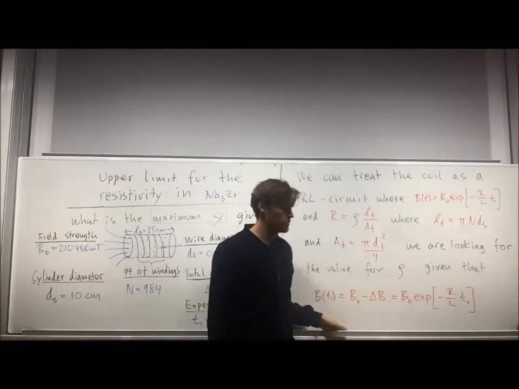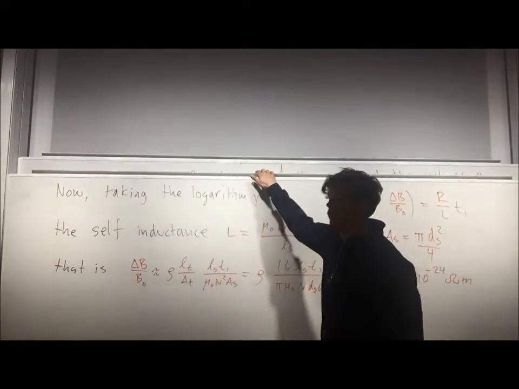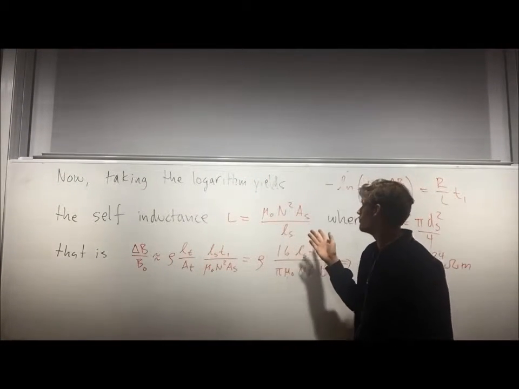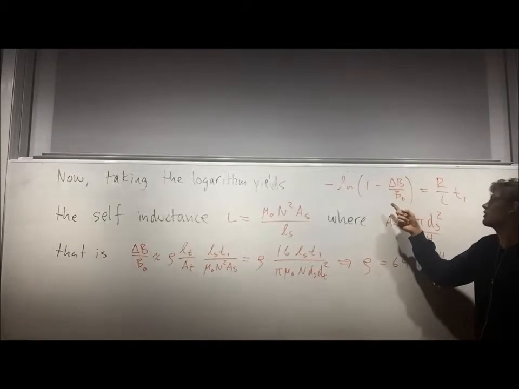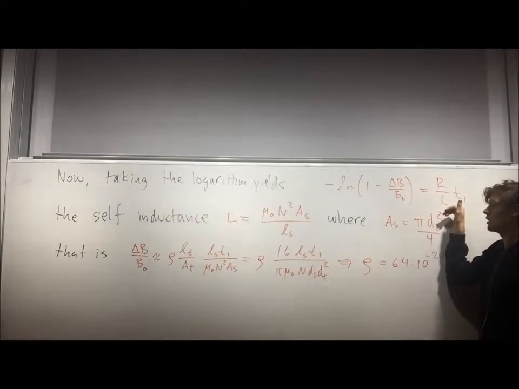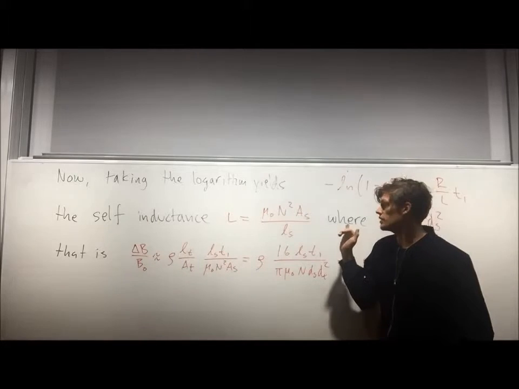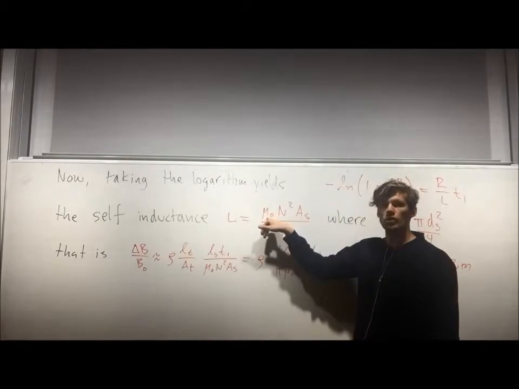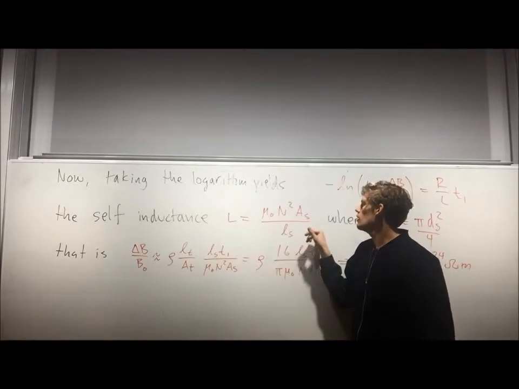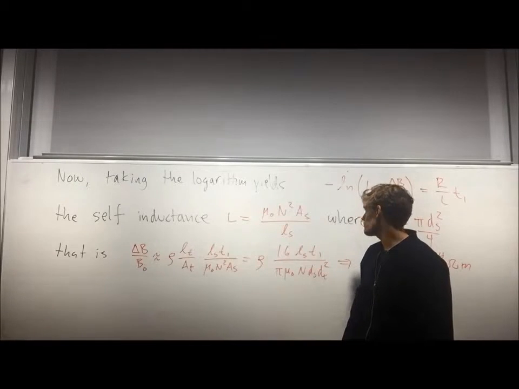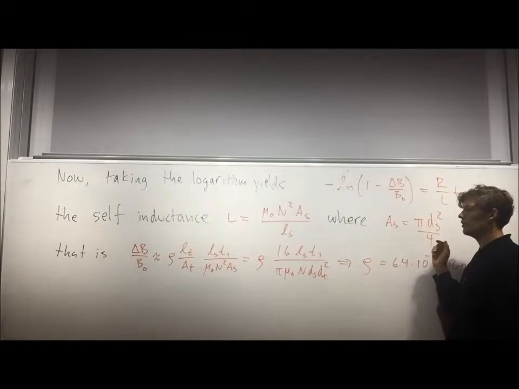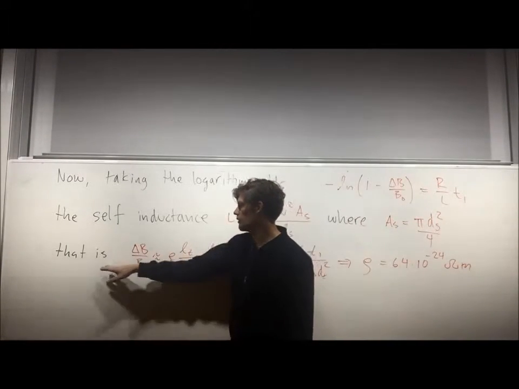Now we can modify this expression by taking the logarithm of both sides, so we have the logarithm on one side and on the other side R over L times T. The self-inductance is just mu naught times the number of windings squared times the area of the cylinder, divided by the length of the cylinder. Putting that in, as well as the area of the cylinder, we can calculate.